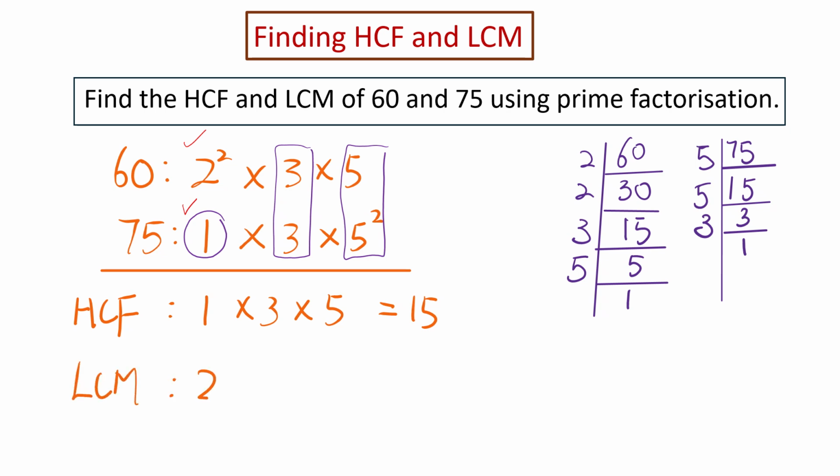For LCM, it's the other way around. We pick the bigger number of the two. Between 2 squared and 1, we pick 2 squared. For 3 and 3, we have to take 3, no choice. Between 5 and 5 squared, we take 5 squared. So 2 squared times 3 times 5 squared will give you 300. This is how we can find HCF and LCM using prime factorization.